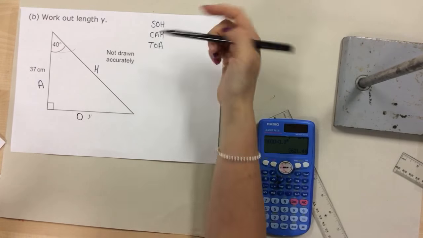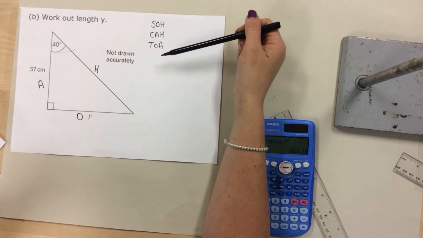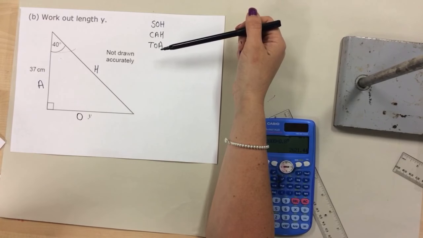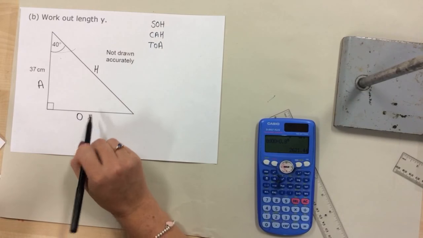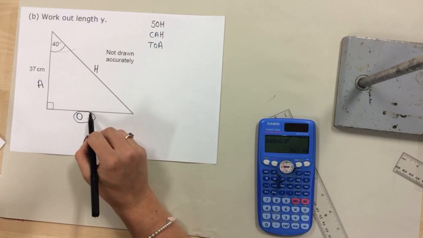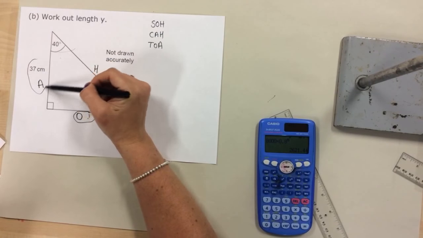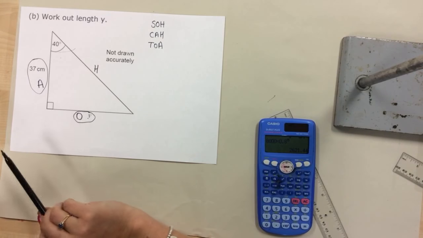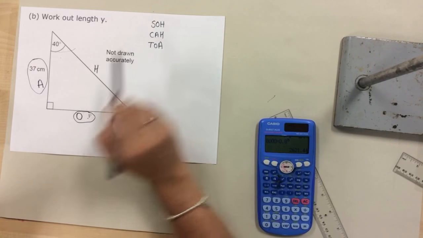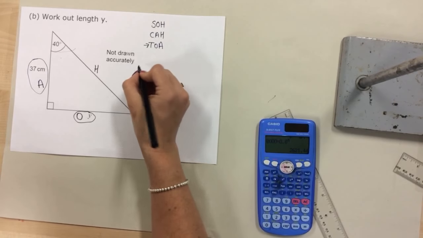I now need to work out which trig ratio I'm going to be using: sine, cos or tan. The question tells you which one to use. I'm trying to find O, so I'm going to circle it because we're definitely going to be using that one. And I've actually been told A, so we're definitely going to be using that one as well. So which trig ratio uses O and A? Well, it's going to be tan. So that's the one that I'm going to be using.